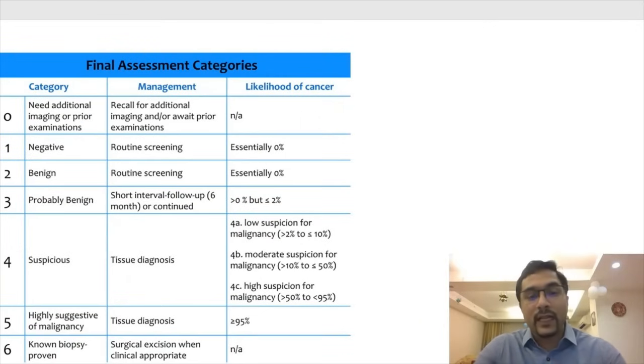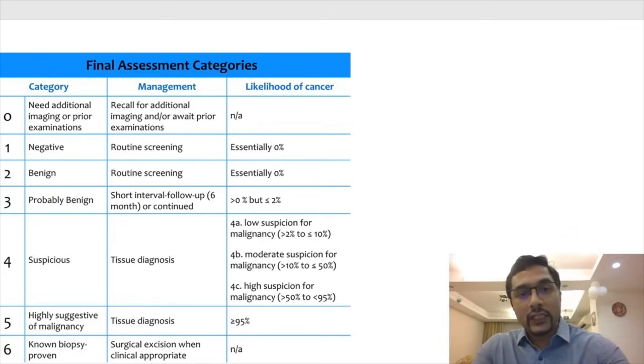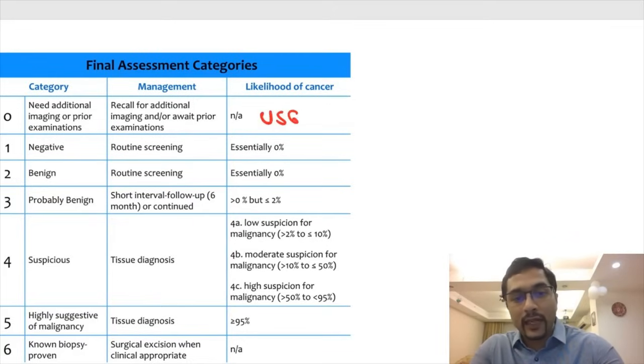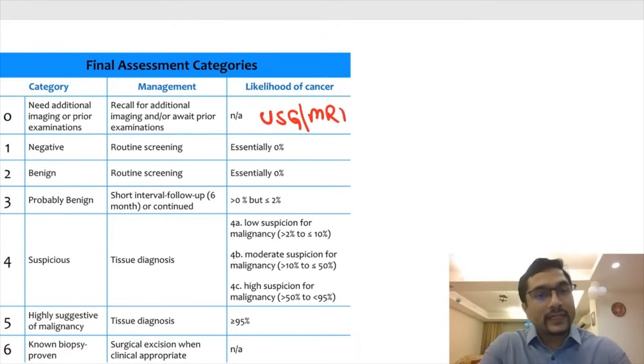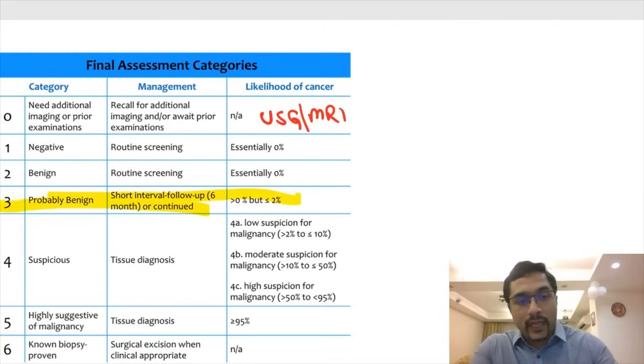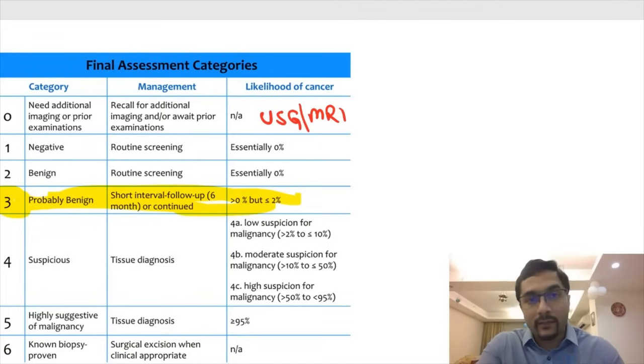This BI-RADS table has been asked many, many times in the exam, so you should know about this. BI-RADS 0 is incomplete. I just told you, so supposing somebody's had a mammogram and it comes out as BI-RADS 0, then you need to do additional tests like ultrasound or MRI in these patients. So that is what we do in BI-RADS 0. BI-RADS 1 is negative and there's nothing wrong there. You call the patient after 1 year. BI-RADS 2 is benign. Again, you call the patient after 1 year. No biopsy. BI-RADS 3 has been asked many times. Probably benign. Short-term follow-up after 6 months is recommended.